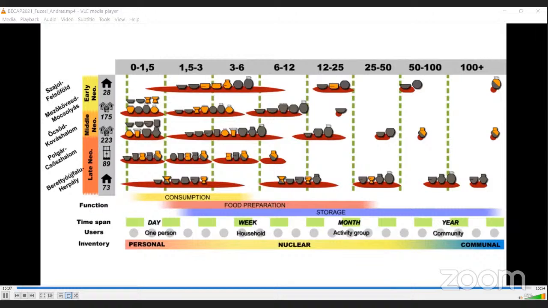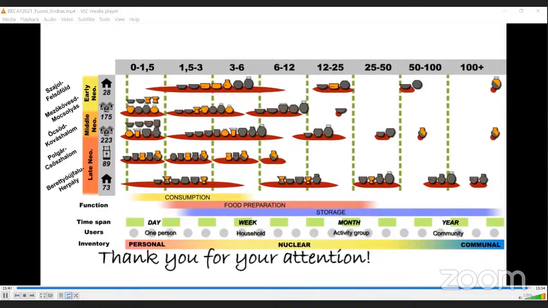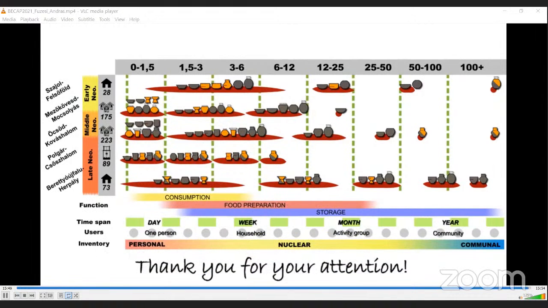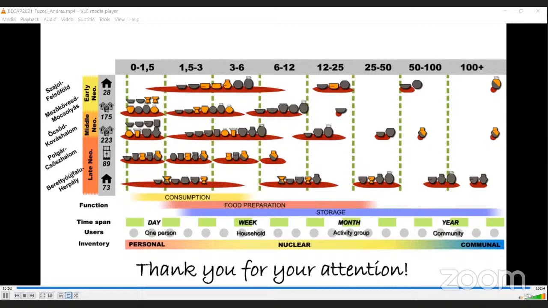I believe that the analysis of this small sample succeeded in proving that the capacity can be a valuable source, the inclusion of which in ceramic analysis can broaden our interpretation possibilities. Thank you for your attention.